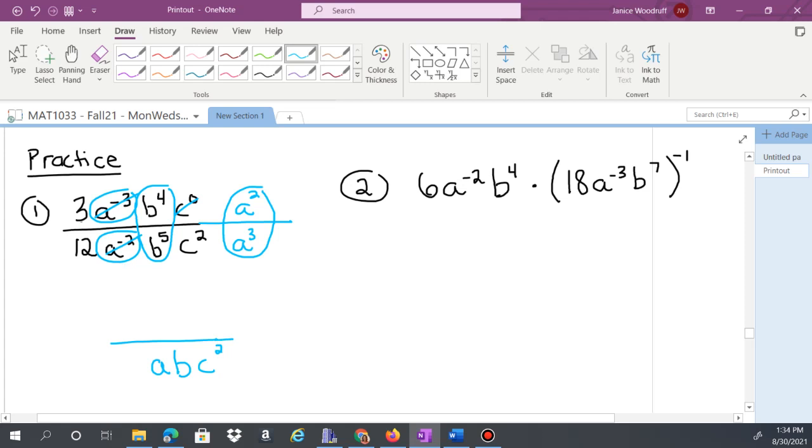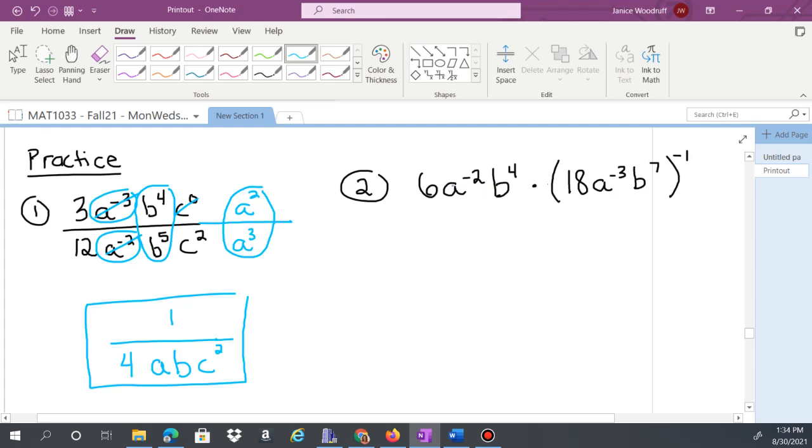And then let's take care of my numbers. 3 over 12 is going to be what? 1 over 4. So 1 over 4, a, b, c squared. All right, number 2, you've got 2 problems here.